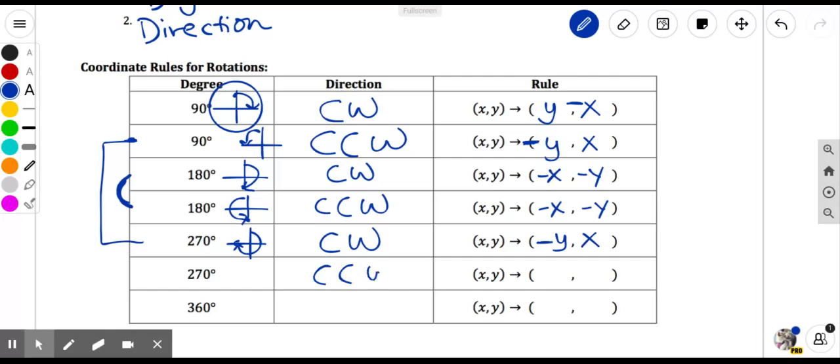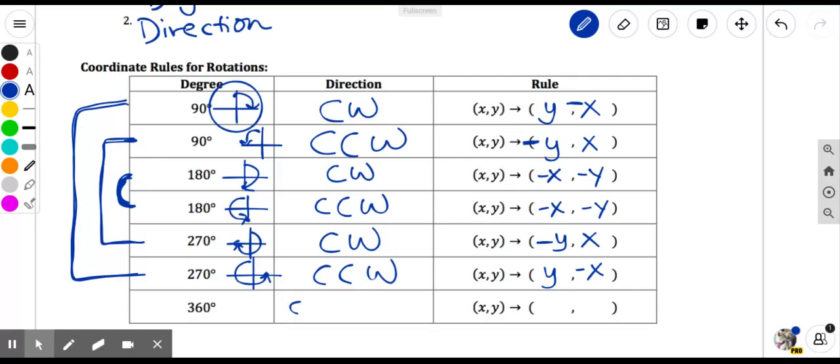Then let's talk about 270 counterclockwise. This is 90, 180, 270. Look where I end up. I end up on the right side of the x-axis, which is the same as 90 clockwise. So 270 counterclockwise and 90 clockwise are the same. So it's y, negative x. Notice a lot of the rules are sort of the same. You just have to remember which ones are the same. The 180 ones are the same. 90 counterclockwise and 270 clockwise are the same. And then 90 clockwise and 270 counterclockwise.